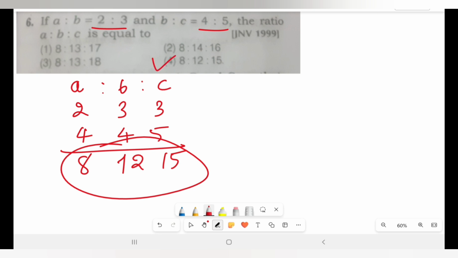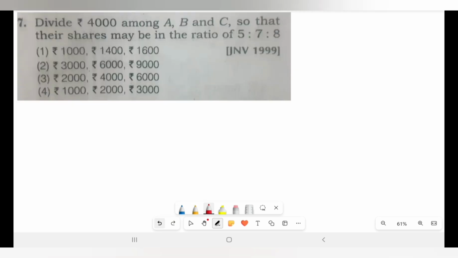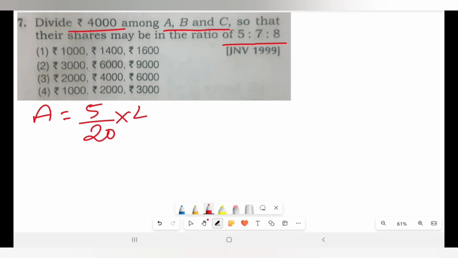Alright, here in this question, divide 4000 among A, B and C so that their share may be in the ratio 5, 7 and 8. So A's amount is equal to 5 divided by, so A value is 5, so sum of 5 plus 7 is 12, 12 plus 8 is 20. Okay, so into 4000 rupees. Okay, so here 20 2s, and here 5 into 200 is equal to 1000. Okay, so option this one is having 1000.